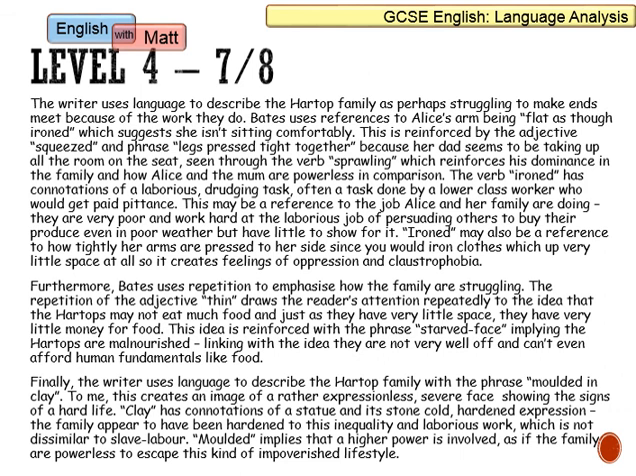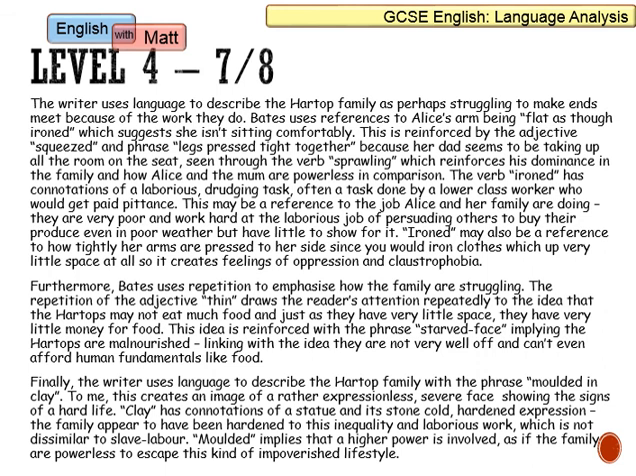Ironed may also be a reference to how tightly her arms are pressed to her side, since you would iron clothes which take up very little space at all, so it creates feelings of oppression and claustrophobia. Some slight inaccuracies there from the student, but very impressive effects and methods here.